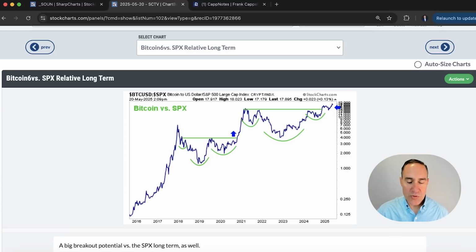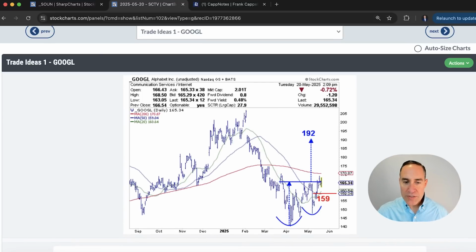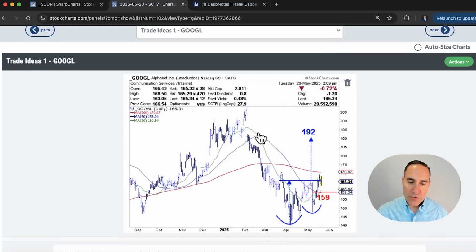Lastly, I wanted to touch on some trade ideas. Again, you can see the reason why I like using Stockcharts as the go-to platform to display what I'm thinking and the patterns that I'm seeing in here. So this was Google, and it's obviously news related today.